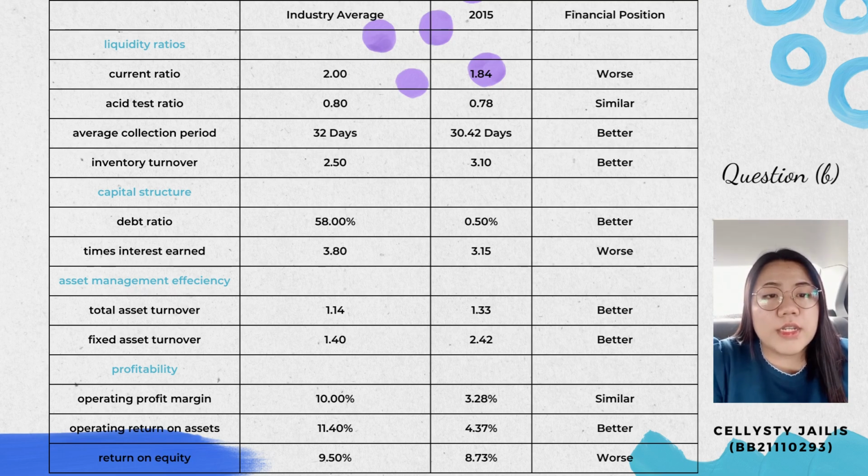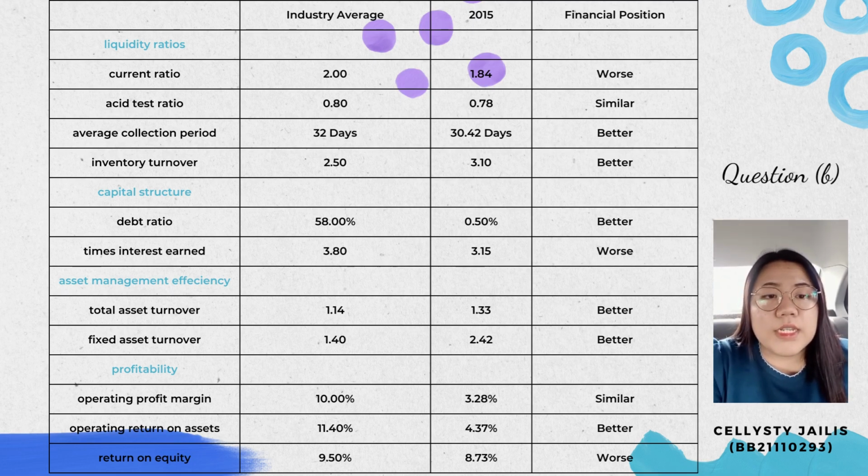And the next one is fixed asset turnover. For 2015, it is 1.33. Meanwhile, for industry average, it is 1.14. So, it is better since a higher ratio means the firm is using its fixed asset more efficient.